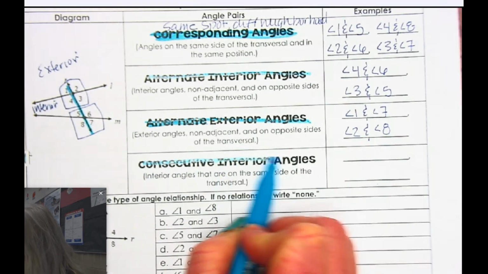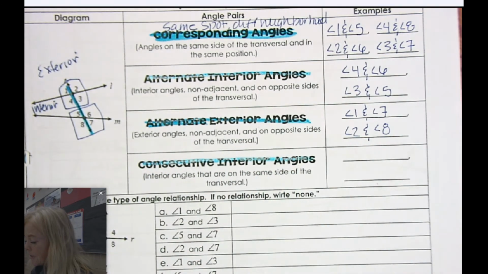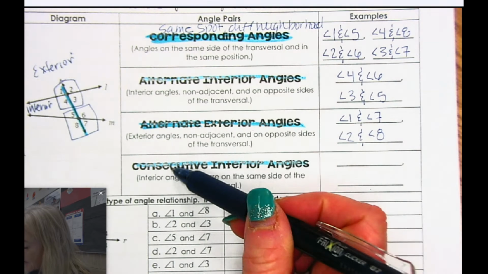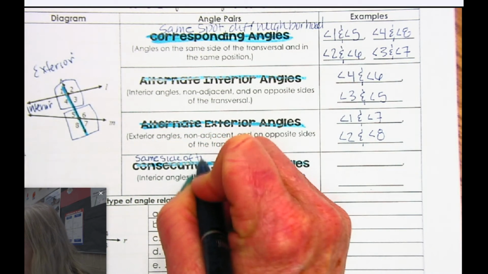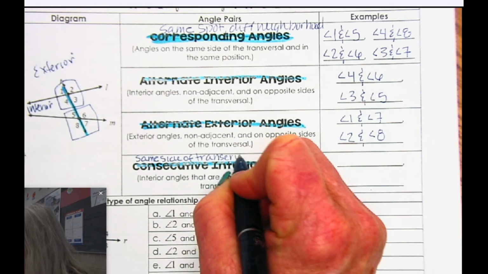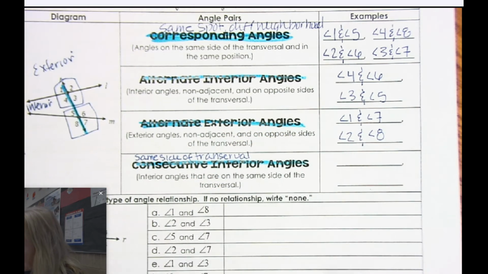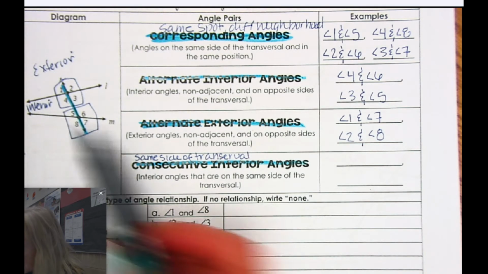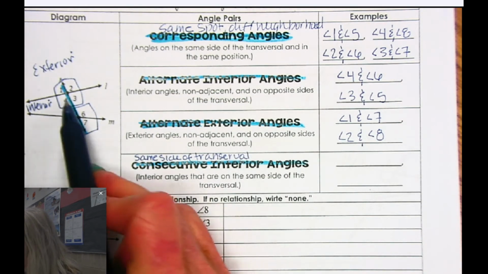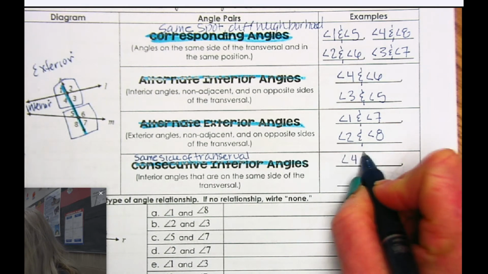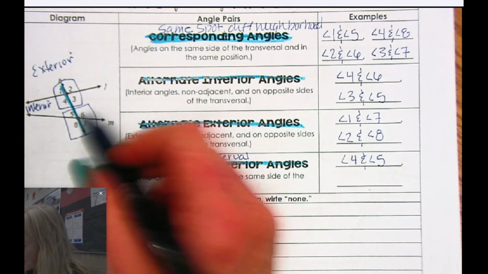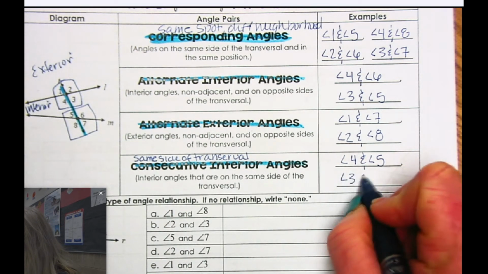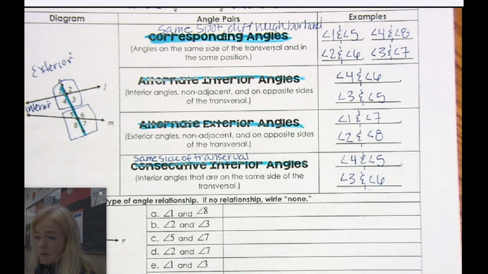And then the last one is consecutive interior angles. Consecutive means along the same side of the transversal. And because of that, sometimes we call them same side interior angles. And interior, again, is inside of the 2 lines that the transversal is crossing. So for instance, angles 4 and 5 would make a consecutive interior angle pair, and then also angle 3 and angle 6. All right, so those are the relationships. Just wanted to review those.